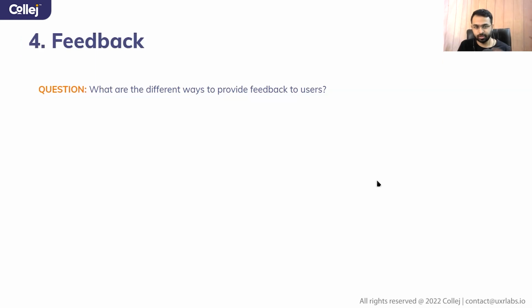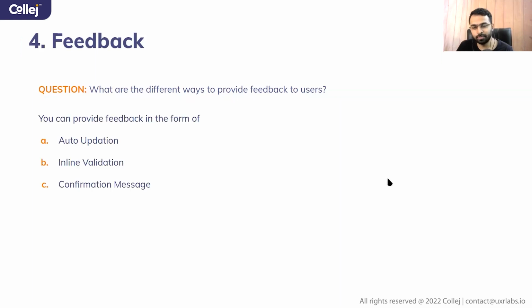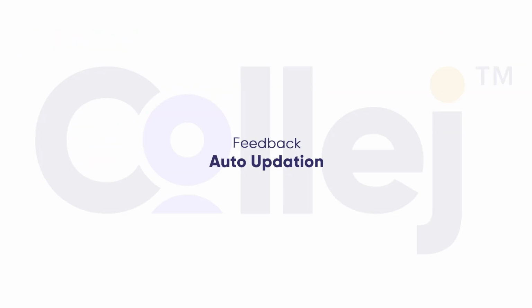What are the different ways to provide feedback to users? So, okay, first is inline validation, autofill and everything can also come under feedback. There is one more feedback, which is confirmation message. When you complete the form filling process, you get the message, okay, your data has been submitted successfully. That's also a feedback.